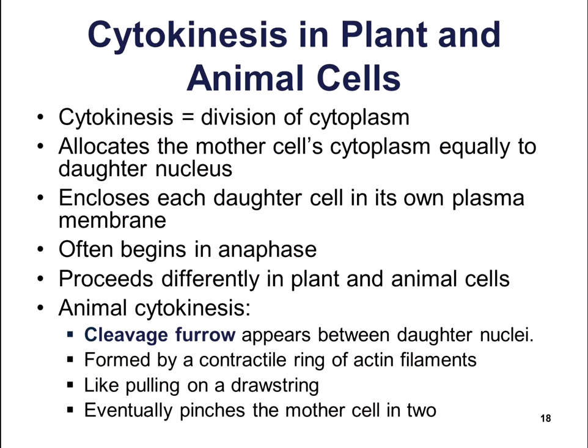But it is different in a plant and an animal cell. It is not the same. So in an animal cell, in animal cytokinesis, we see what's called a cleavage furrow. And this appears between the two daughter nuclei. And it is formed by a contractile ring of actin filaments. It's almost like pulling on a drawstring. And it will eventually close in and pinch the mother cell into two. And then pop, you've got two identical cells there from what once was one.